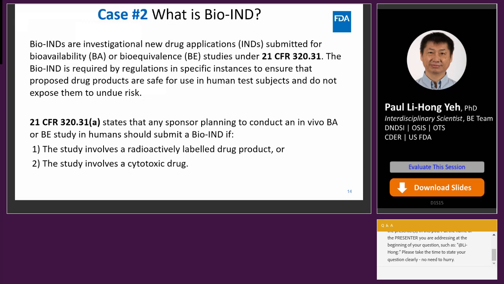What is bio-IND? Bio-INDs are investigational new drug applications submitted for bioavailability or bioequivalence studies under 21 CFR 320.31. The bio-IND is required by regulations in specific instances to ensure that proposed drug products are safe for use in human test subjects and do not expose them to undue risk. 21 CFR 320.31(a) states that any sponsor planning to conduct an in vivo BA or BE study in humans shall submit a bio-IND if 1. The study involves a radioactively labeled drug product, or 2. The study involves a cytotoxic drug.